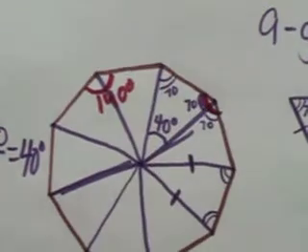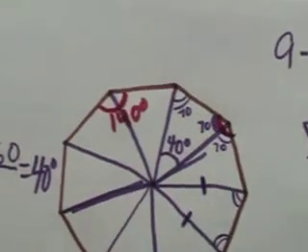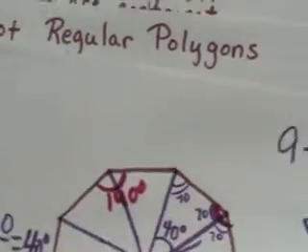So if you had a question that said, what is the interior angle of a regular 9-gon, I think that was one of our earlier tests, this is one of the ways that you could find out that measurement.